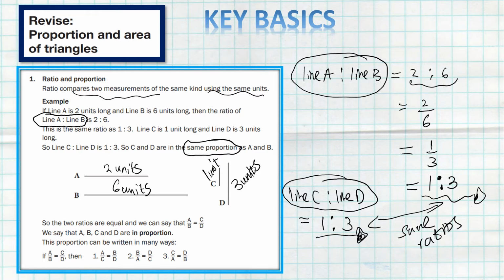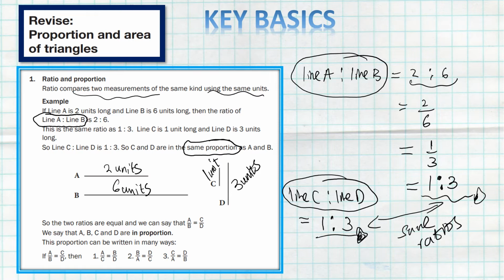So if two kinds of the same measurements are in the same ratio or have the same ratios, then we can conclude that they are proportional or they are in the same proportion. So you can see that proportionality is related to ratios. So if we calculate the ratios and find that they are the same, then we can conclude they are proportional.